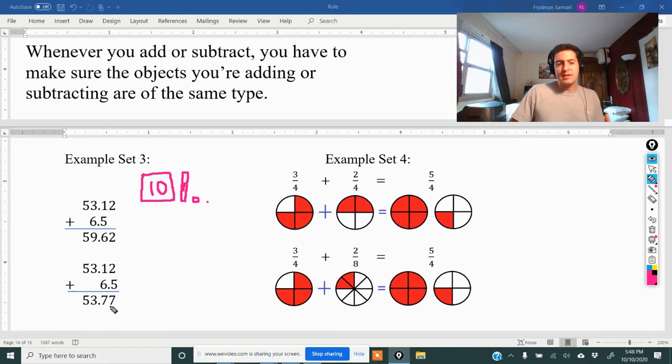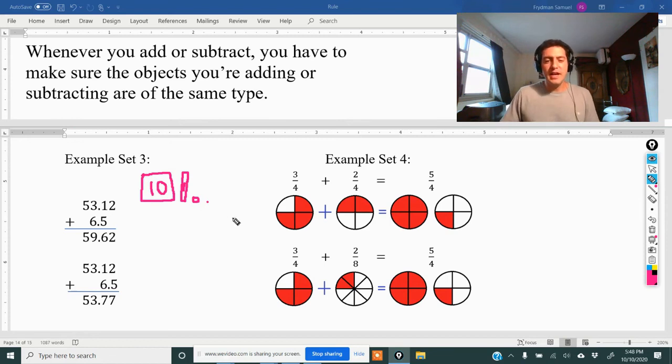So if somebody writes this, then what they're trying to say is that 2 of these little guys, these little tiny ones, those are the hundredths, 2 of these hundredths plus 5 of these tenths is equal to 7 of these hundredths. Again, it doesn't make sense because we're trying to add things which are of a different type.